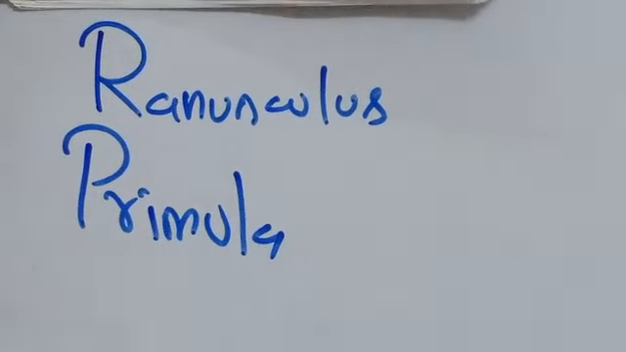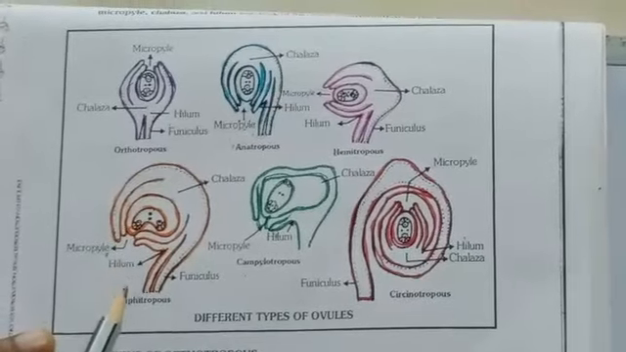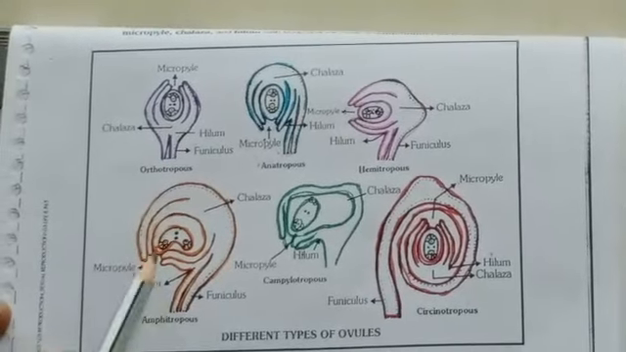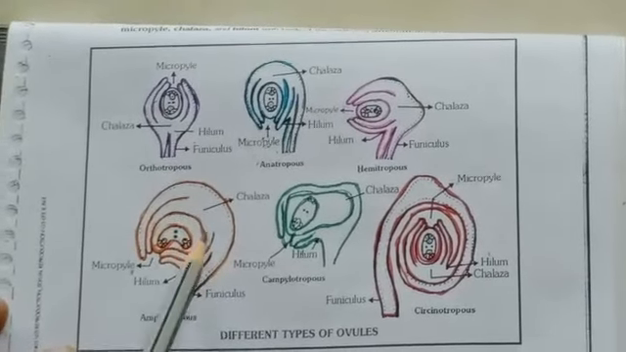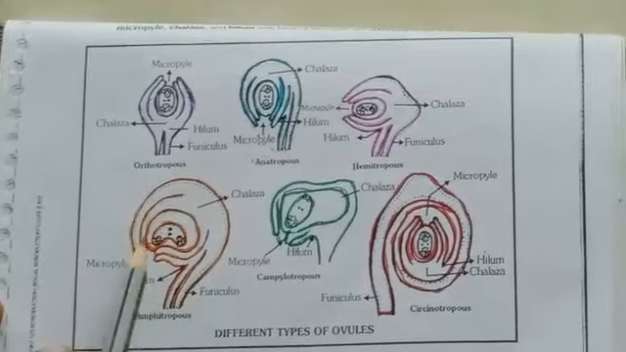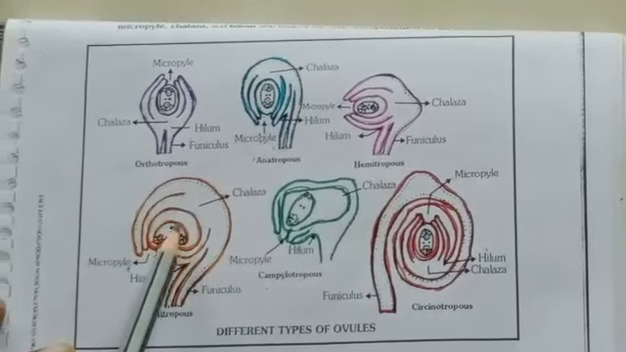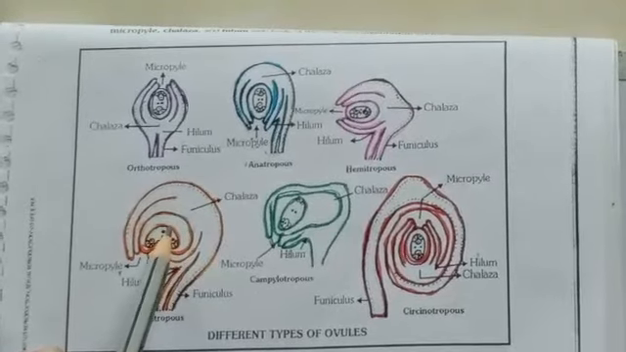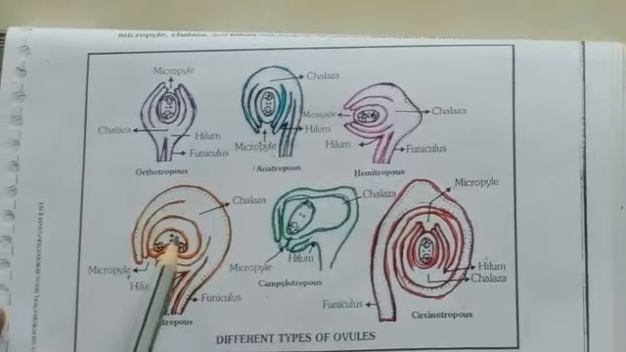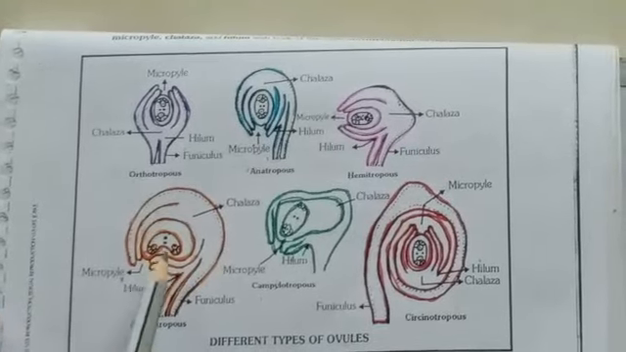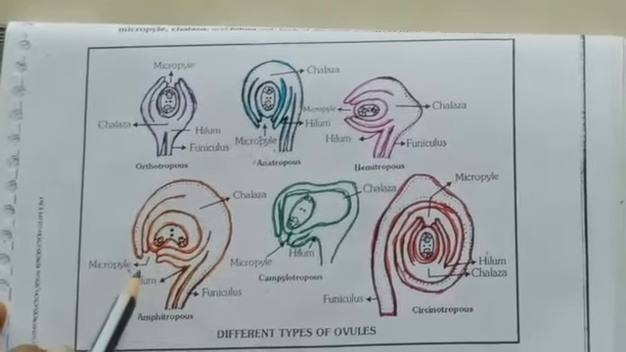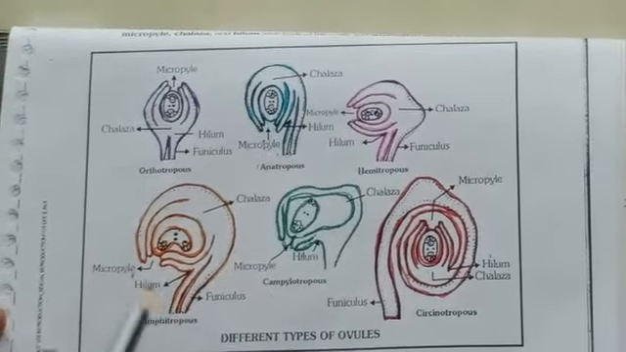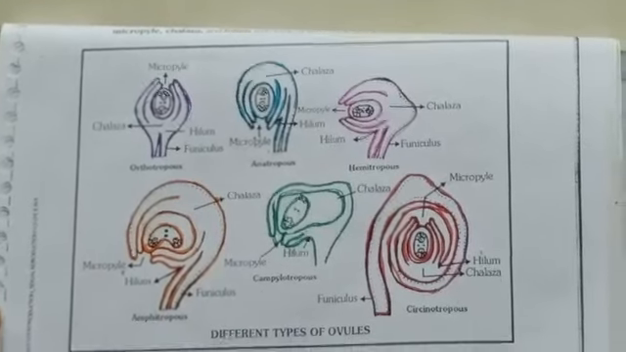Next type of ovule is amphitropous ovule. In this type of ovule, you can see the curvature of the nucellus. The nucellus becomes curved. Due to this effect of the nucellus, the embryo sac becomes horseshoe shaped. The micropyle comes close to the hilum. This is otherwise called transverse ovule. Example for this is Mirabilis.